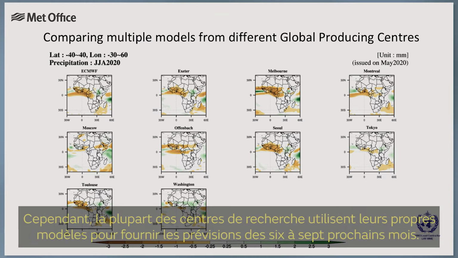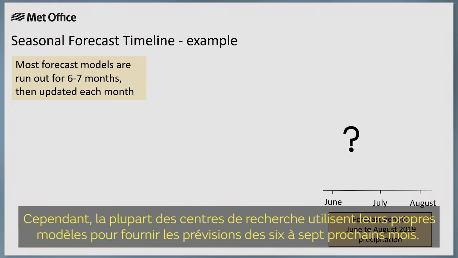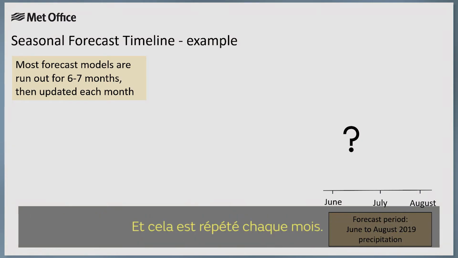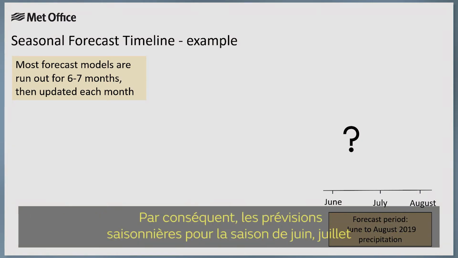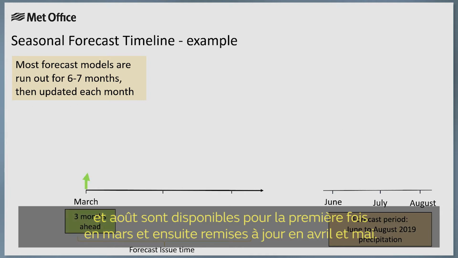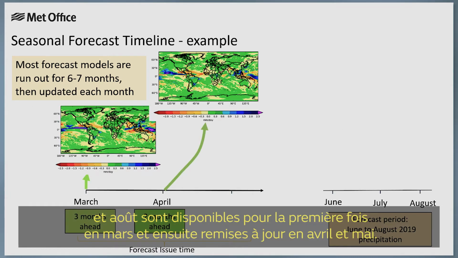Most centres run their models to cover the next 6 to 7 months, and this is repeated each month. Therefore, the seasonal forecast for the June, July and August season would first be available in March, and it would be updated in April and then again in May.